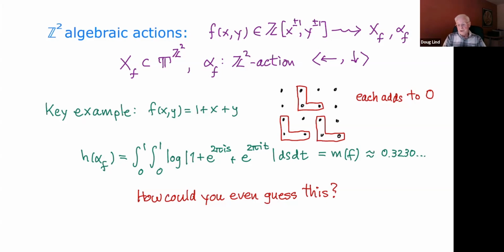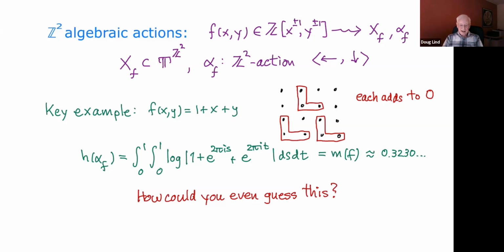Okay, so for example, Z squared is an amenable group. You can define entropy for it. And you ask, what is the entropy of this particular Z squared action, this algebraic action? Well, again, it turns out to be the Mahler measure of the polynomial, the two-variable version. The entropy of alpha_f is its double integral. It's about 0.3230 if you compute it.